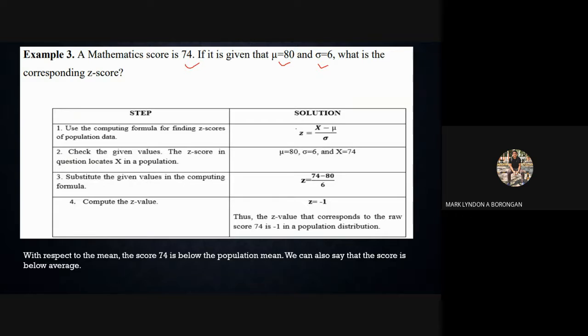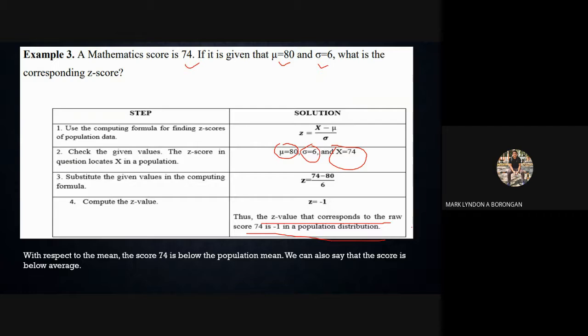So first we will write the formula, that is z is equal to x minus mu divided by the standard deviation, and then determine which values are represented by 80 and 6. Since you know that mu is 80, sigma is 6, and x is 74, you can easily substitute. After substituting the values, you simplify and get the final answer, the z-score, which is equal to negative 1.